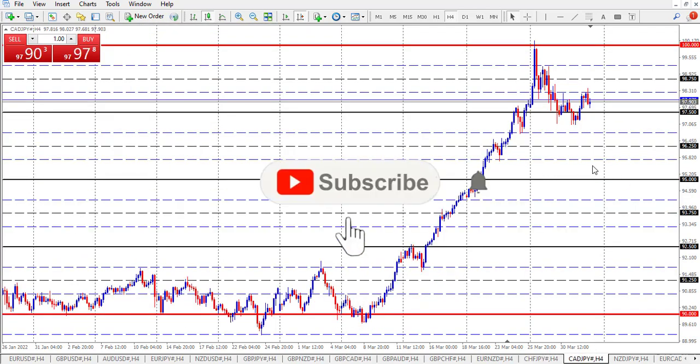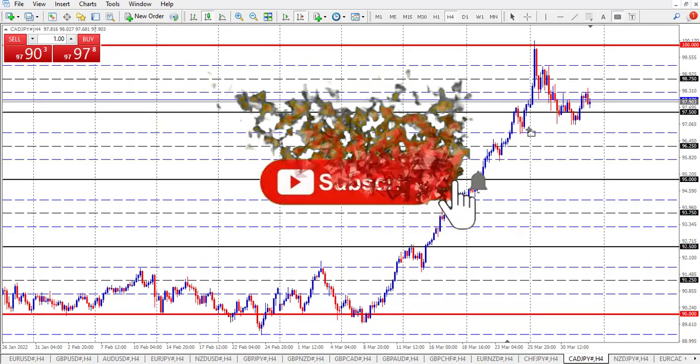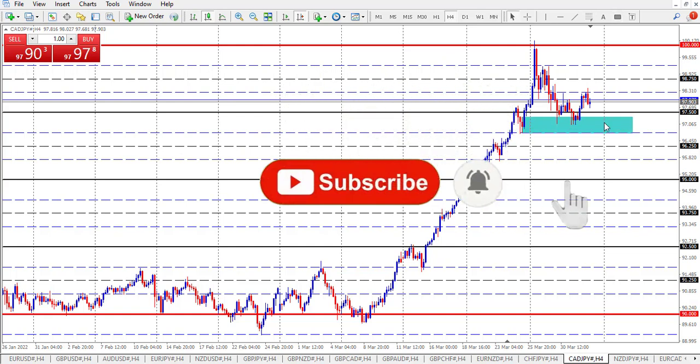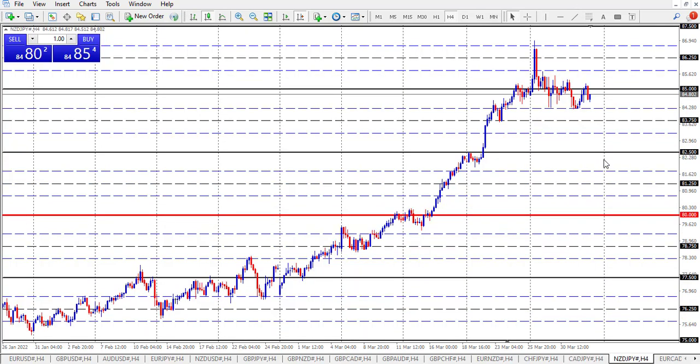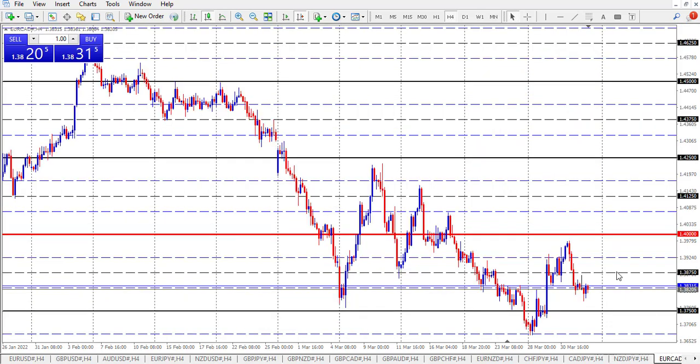Then CADJPY. From what we are seeing here, we have an order block in this area, but it's been retested, and we have this fresh order block in this area, and we also have this order block around this area. So I would be looking for a buy from this zone or a sell from this zone. So we'll see how it moves and what patterns it's going to give us at those particular points. Then this is a very important area, and I'll be expecting price to retest and go up if the market opens and moves as I'm expecting.